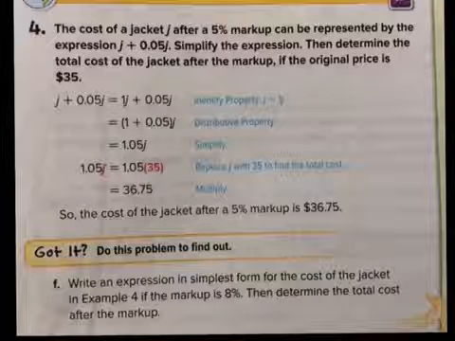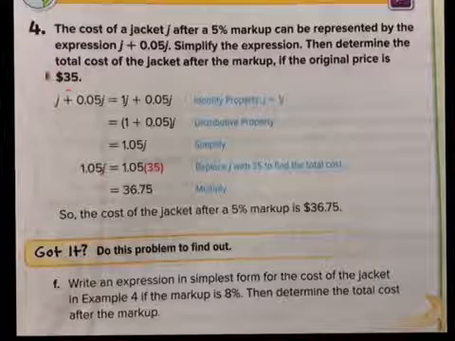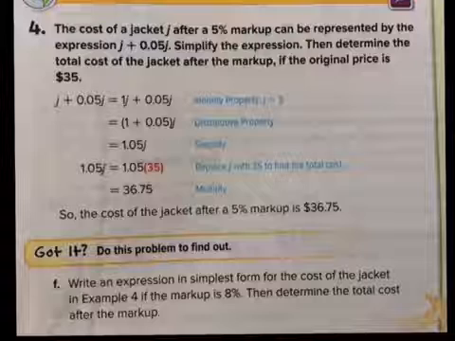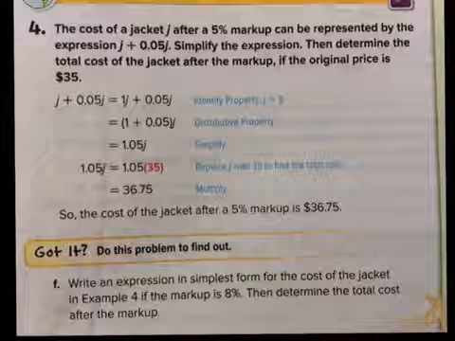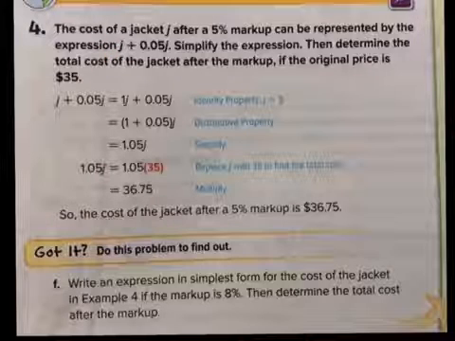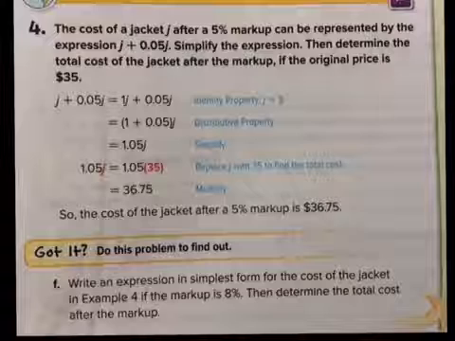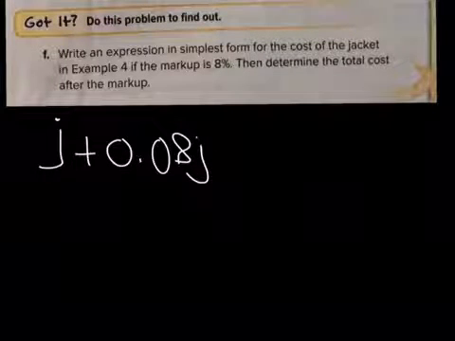Okay, please read example 4 on your own and see how a jacket that costs $35 is marked up by 8%. Before knowing the original price, we know that the variable they're using for the jacket is J. So take a look at that and follow the steps. Let's try F together. Now this is the expression we could use.